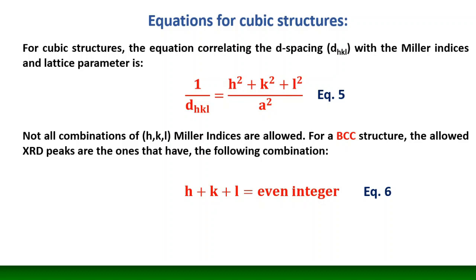So, in other words, for a BCC unit cell, the peaks that show up should be labeled with Miller indices such that h plus k plus l always results in an even integer, okay? That's the allowed reflection rule for a BCC unit cell. So h plus k plus l should be an even integer, like shown here on equation 6. As I told you, primitive cells are less restrictive, basically all reflections are allowed. And FCC has another rule, okay? But this is the case for BCC.